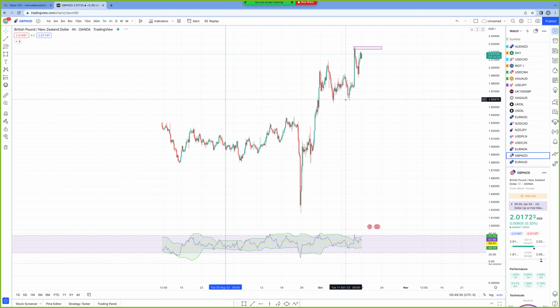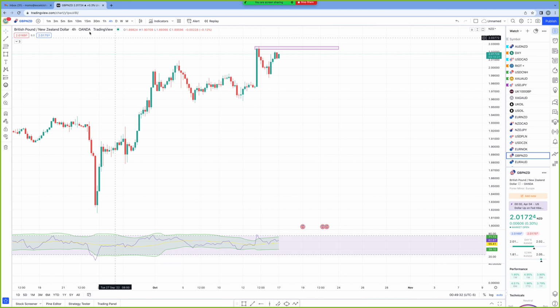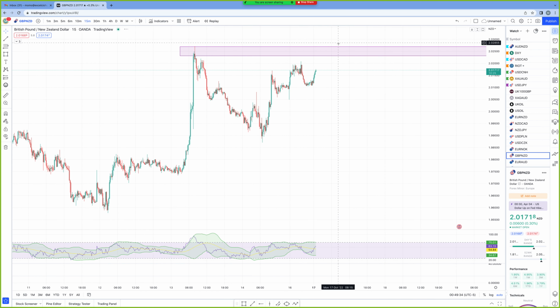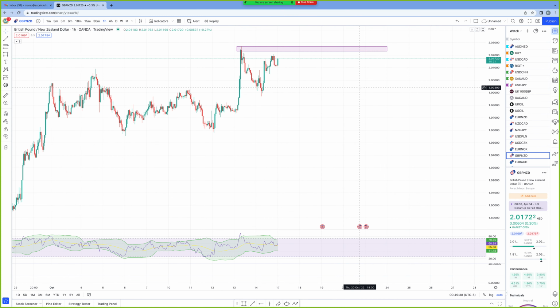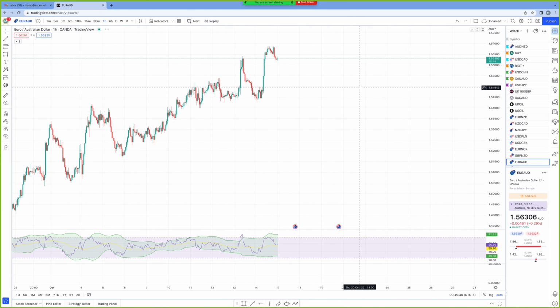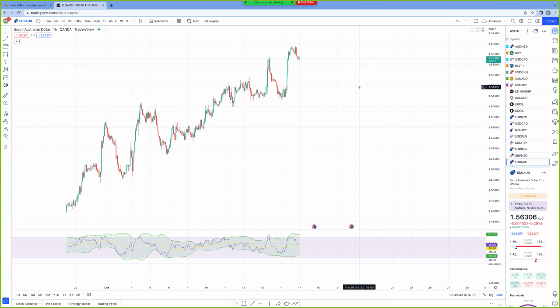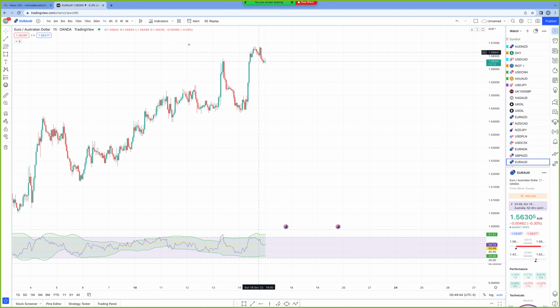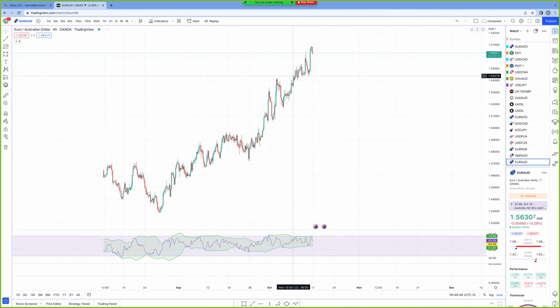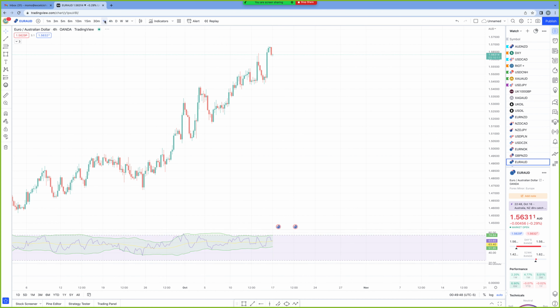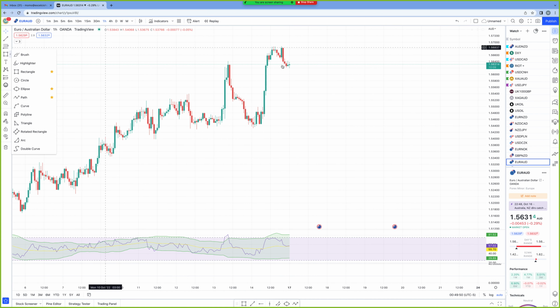Zoom out, H4, price broke that H4 zone. So yeah, we're waiting on price to break this zone, more like a M30, H1 zone for retest to go long. Euro AUD, looks like it's continuing a nice uptrend.